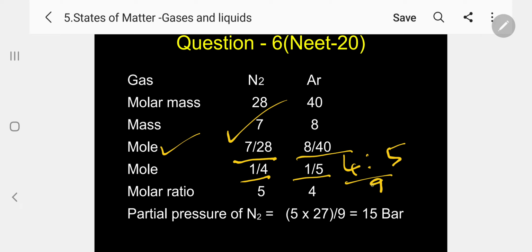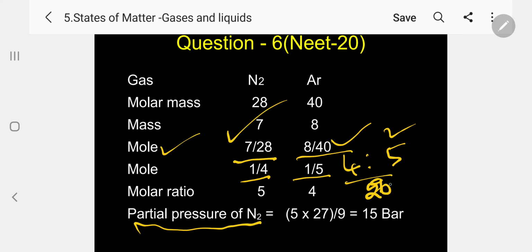That is the common factor 20. Multiplying, we get 5:4 now. So what will happen now? I will take 4 plus 5, that is the corresponding ratio of the gases present, nitrogen and argon.